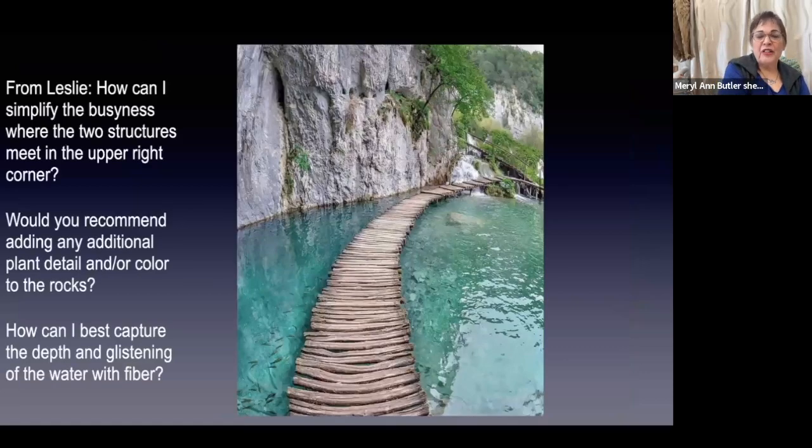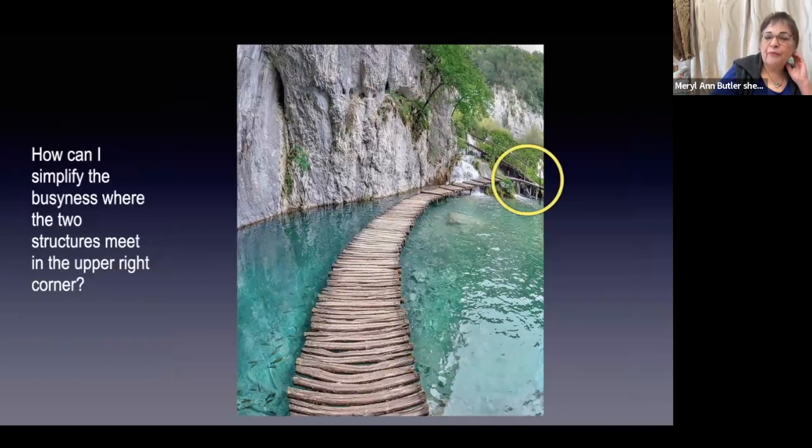Okay, so here's Leslie's. Leslie wants to know, how can I simplify the busyness where the two structures meet in the upper right corner? And she asks about recommending additional plant detail or color to the rocks, and how to best capture the depth and glistening of the water with fiber. So these are good questions. What she's asking about here is this corner.